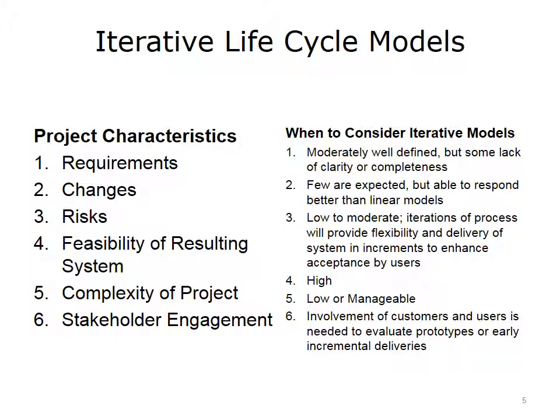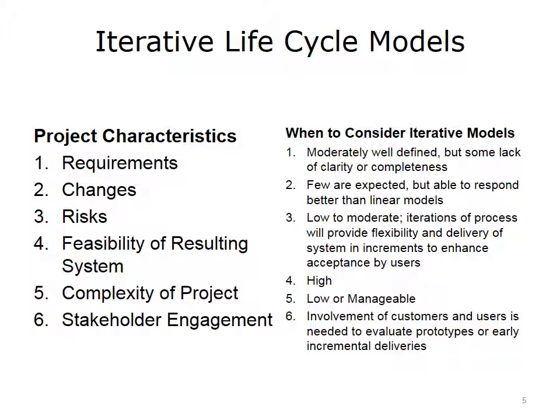The next reference lifecycle model in our list of 4 is called an iterative model. With an iterative model, as the name implies, the system build process includes several iterations, so it's not a single path through the project to build the system. An iterative model reflects an environment where there's still a lot known about the project and the intended resulting system, but it's not as clearly defined as in a linear model. The requirements are moderately well defined, but there still might be some lack of clarity or completeness that can be addressed with an iterative model.